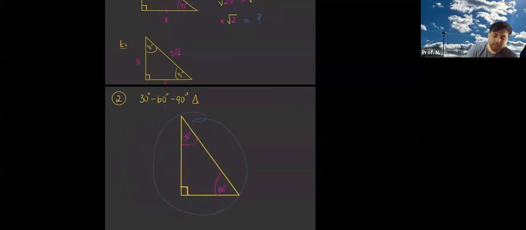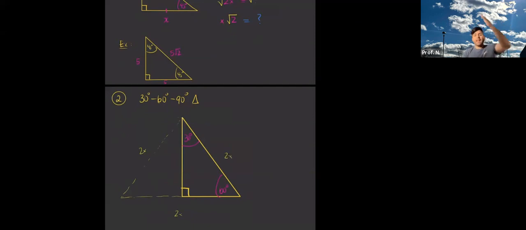The way we construct a 30, 60, 90 triangle is if we had an equilateral triangle to begin with. And what do you know about equilateral triangles? All sides are the same, all angles are the same, so all the angles are 60 degrees. So let's say all the sides here are 2x. All the sides are 2x.